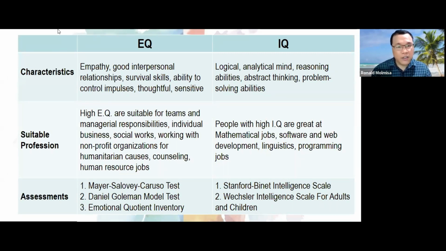In other literature, it's not limited to EQ and IQ. There's also social quotient and spiritual quotient. So, different facets of human life. Assessment. Well, the famous assessment tests would be the MSCEIT, Mayer, Salovey, Caruso, Daniel Goleman, and the Emotional Quotient Inventory. I will discuss them in passing later. And also IQ tests.